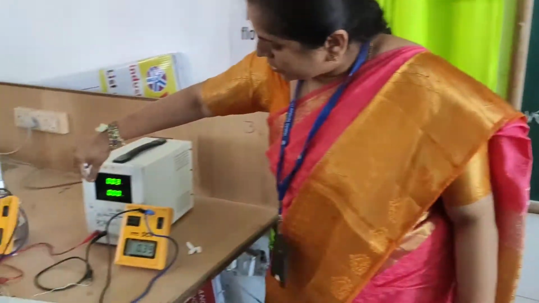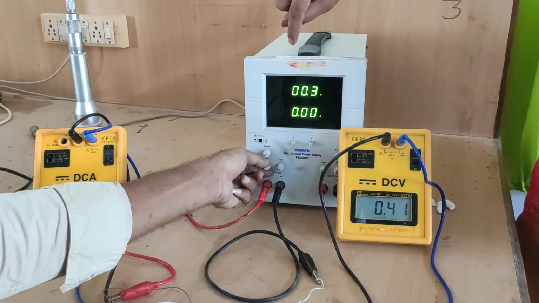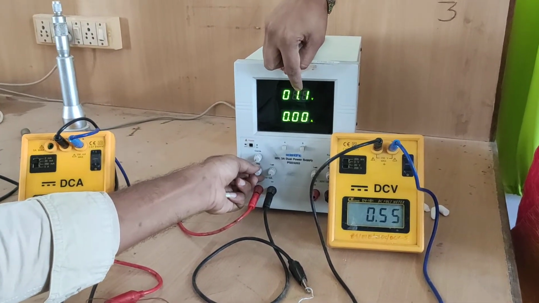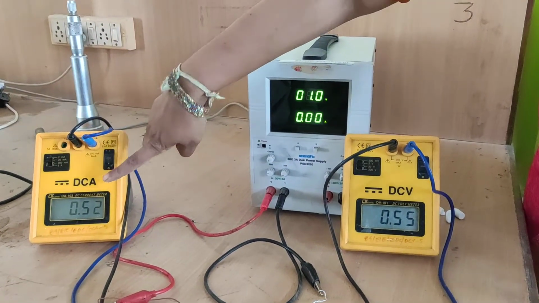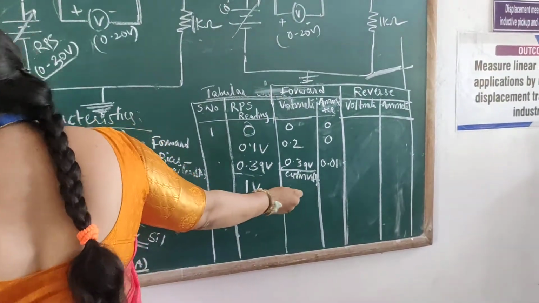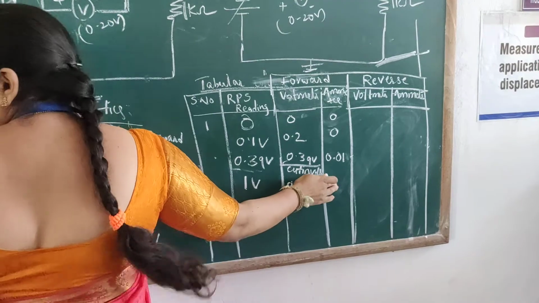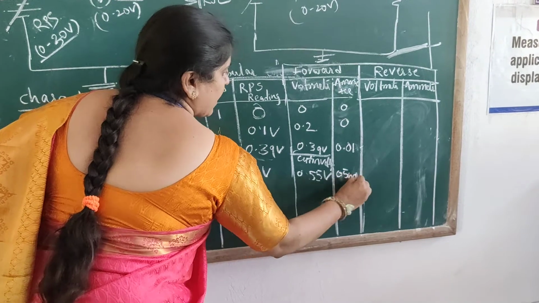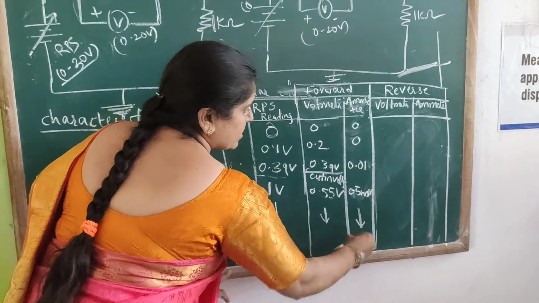Again you can increase here. Increase this also. So it shows 1.1 volts. This voltmeter shows 0.5 volts and the ammeter reading shows 0.52 milliamperes. So this is 1 volt, this is 0.55 volts and this one is 0.53 milliamperes. Like this you have to do the experiment. Again increase this RPS value, and the voltmeter and ammeter values also increase like this.